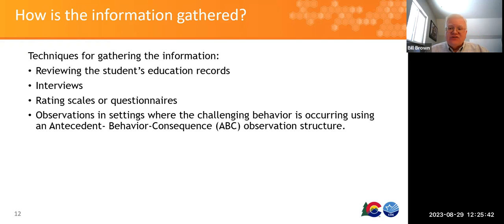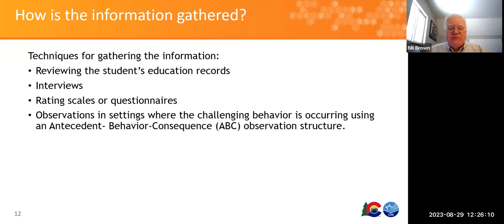Some of them might be on social development or social histories, or how they get along with other students, their neighbors, their siblings, or cousins. With that, they might do something more formalized. You might hear the terminology of Conners or a BASC, and they're looking at different types of behaviors. And then they're going to conduct observations. A lot of the information comes from the observation piece.